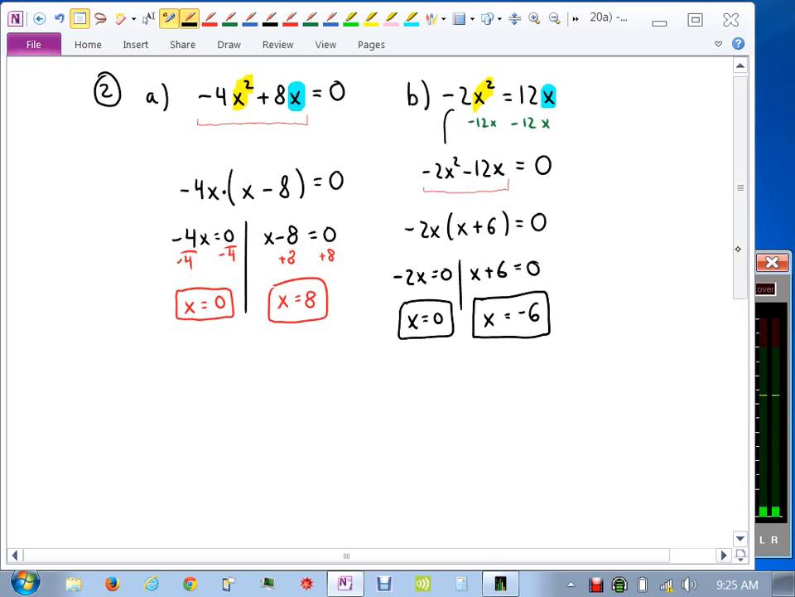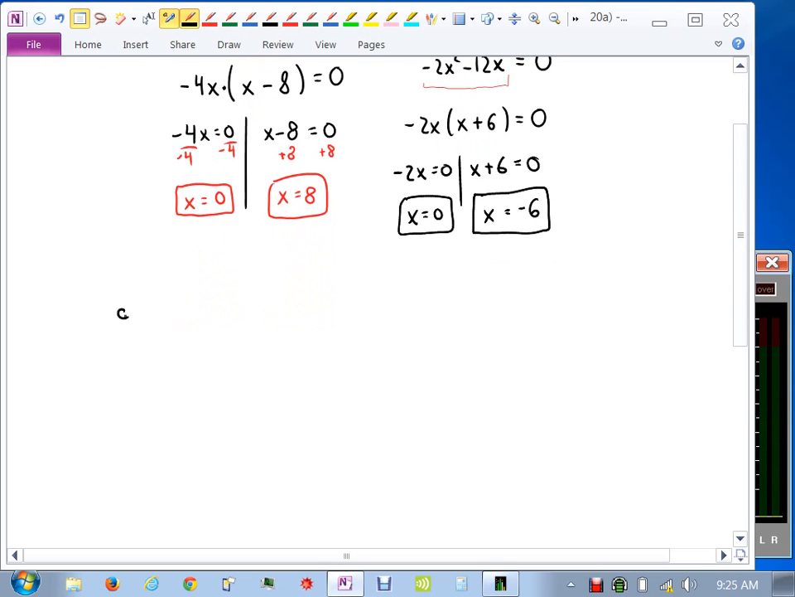All right, let's move on to C. For C, I've got negative 10x equals 3x squared. Again, x squared term, x term, no constant. So I'll move everything to one side. This time I move everything to the right. I haven't done that yet, so let me just do this. So our left side is 0 now. Our right side is 3x squared plus 10x. We cannot put those together.